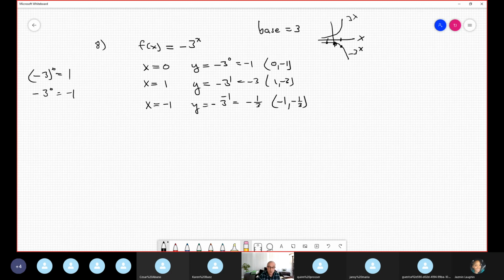Okay. Domain again, all real numbers. But the range changes. In that case, I can see that our graph covers only the negative part. So the range is from negative infinity to 0, not including 0, because the asymptote in this case is located here.